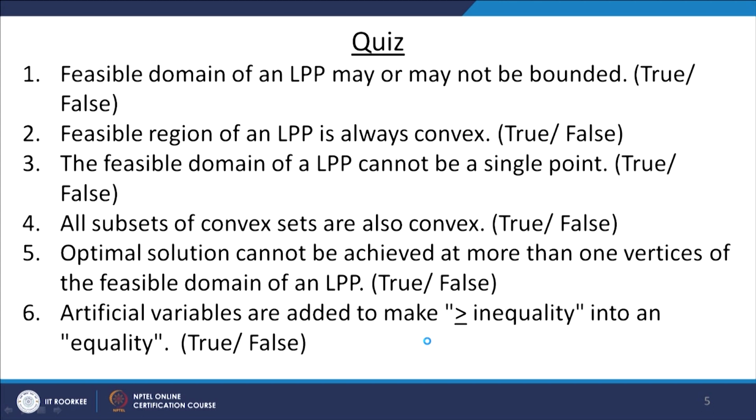Question number 6. Artificial variables are added to make a greater than or equal to inequality into an equality. True or false?